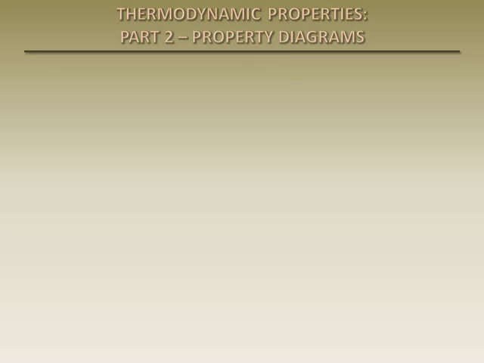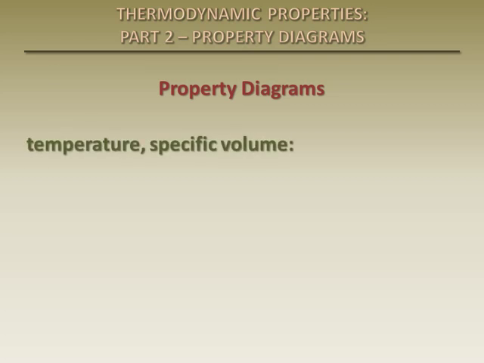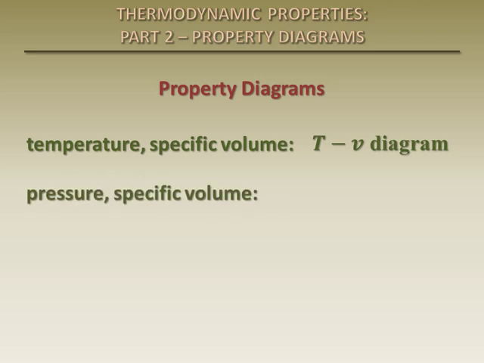The variation of properties during phase change processes are best understood using property diagrams. In this presentation, we will focus on the liquid and vapor phases and their mixtures by discussing two important property diagrams. We will first look at temperature as a function of specific volume, or a TV diagram, and then at pressure as a function of specific volume, or a PV diagram.